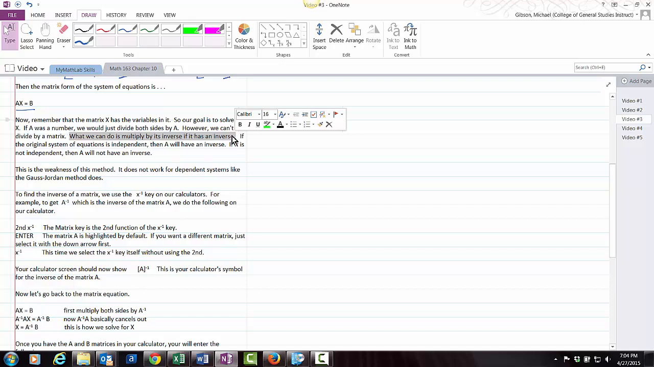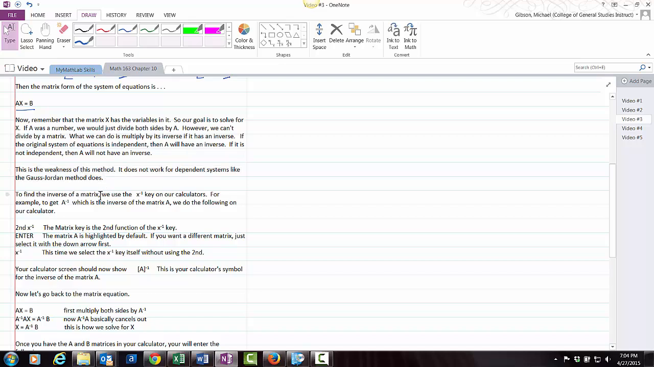So this is the one drawback to this method. If the original system of equations is independent, then A does have an inverse, and our calculator will find it for us. However, if it is not independent, if it's dependent, A is not going to have an inverse. So this method does not work on dependent systems. That's what it says here. The weakness of this method is it does not work on dependent systems like the Gauss-Jordan method does.